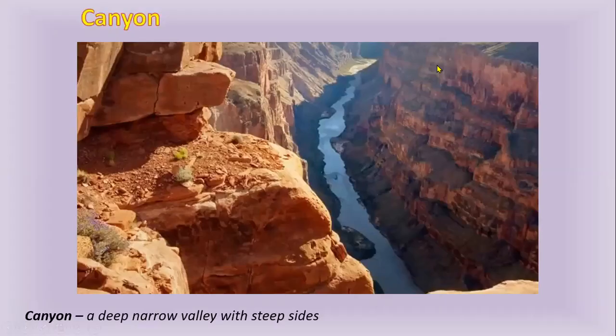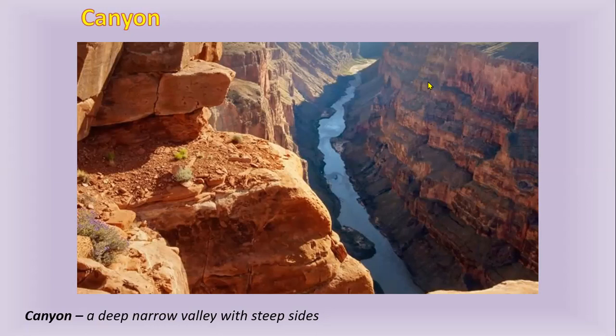Now, the next word is canyon. A canyon is a deep, narrow valley with steep sides. See, there is a deep canyon with steep sides. So this is called a canyon. Do you know any canyon in Kyrgyzstan?